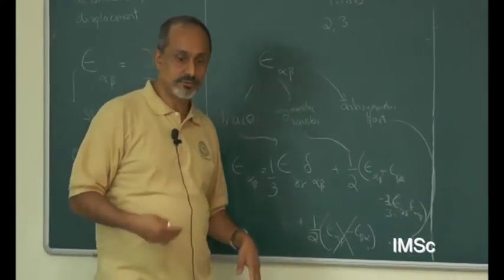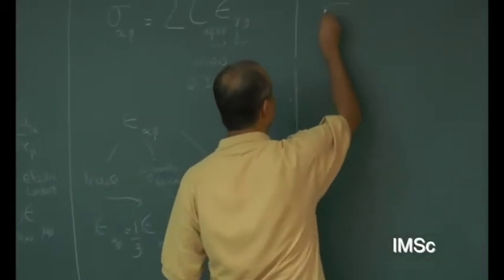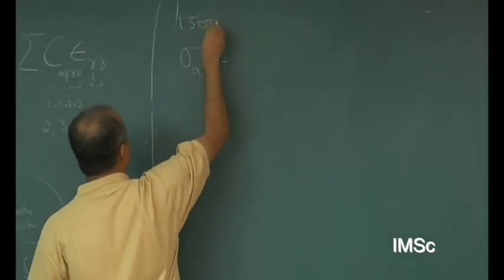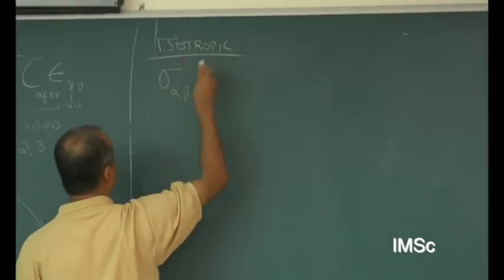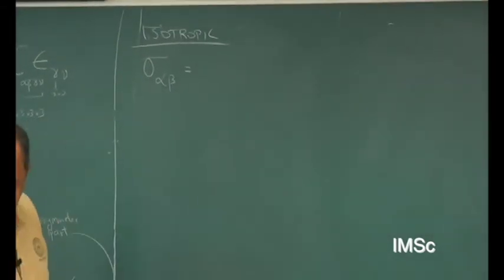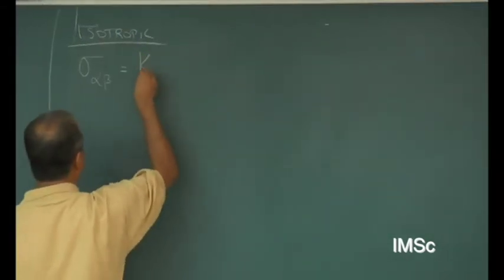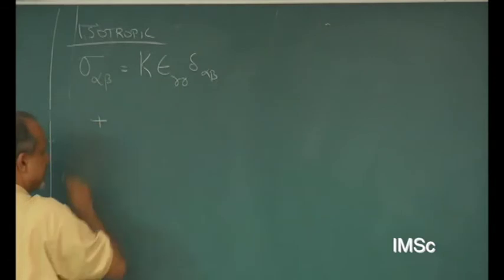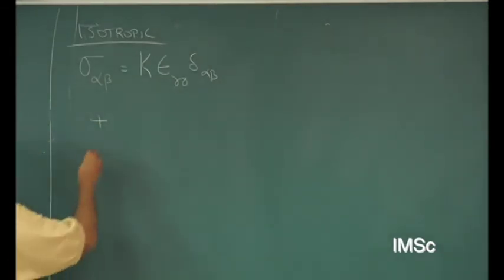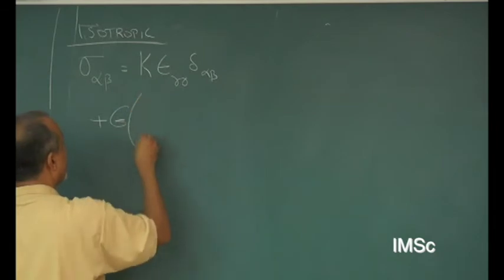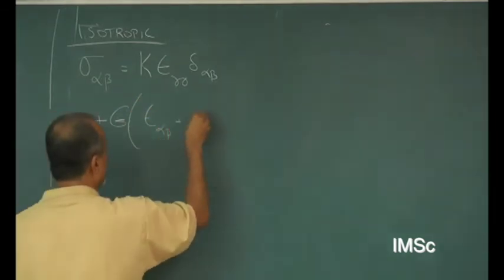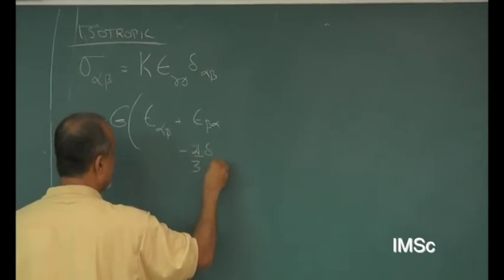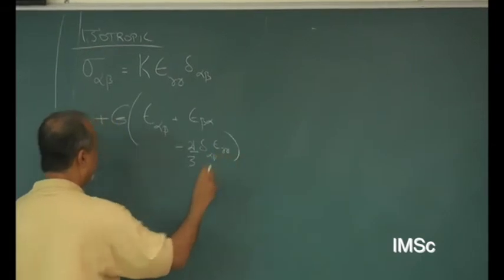Okay? So finally the answer is that I can write the real relationship between stress and strain for the case of isotropic materials, whose properties are the same in all directions, as just a factor of K epsilon gamma gamma delta alpha beta plus a second term, G times epsilon alpha beta plus epsilon beta alpha minus 2/3 delta alpha beta epsilon gamma gamma.